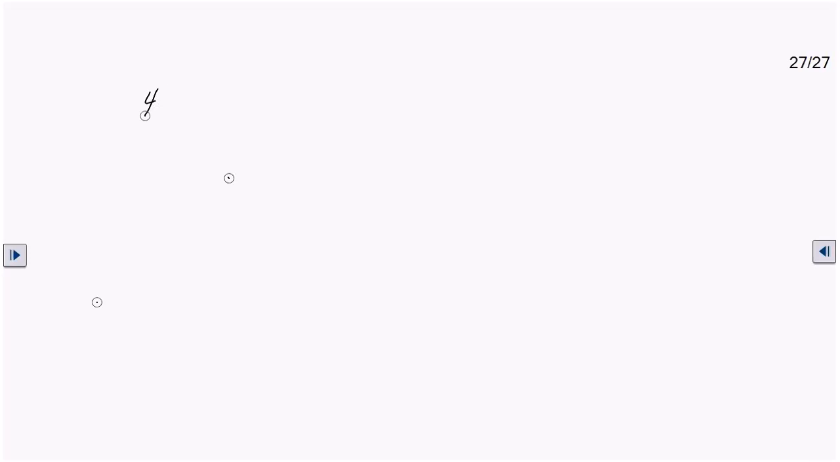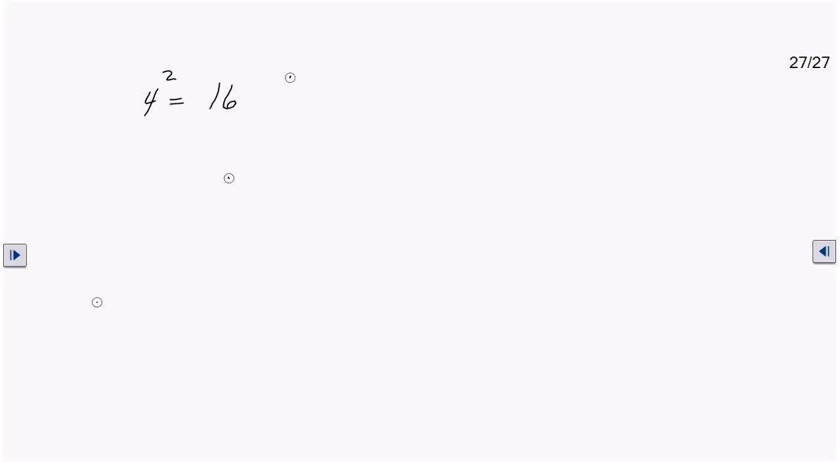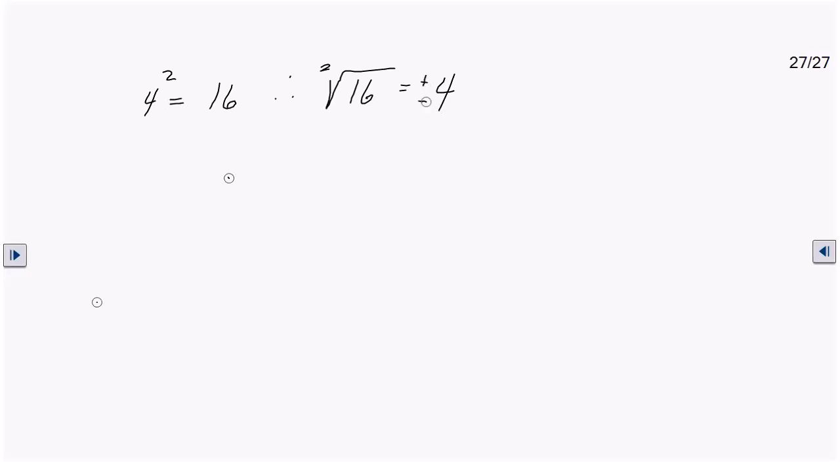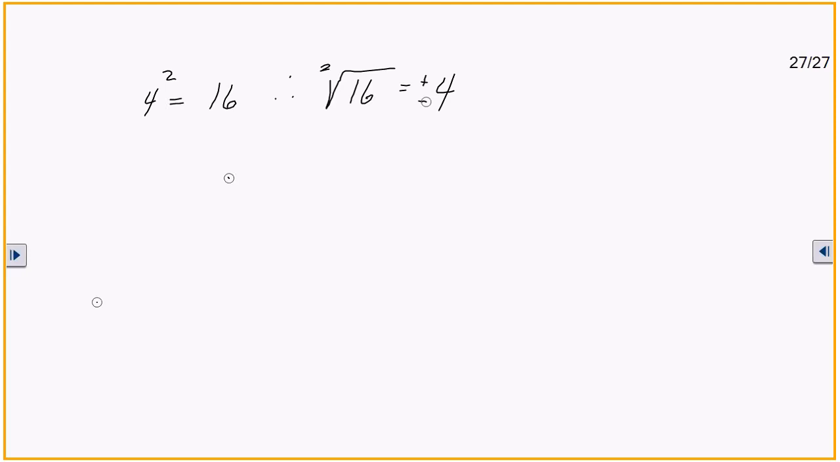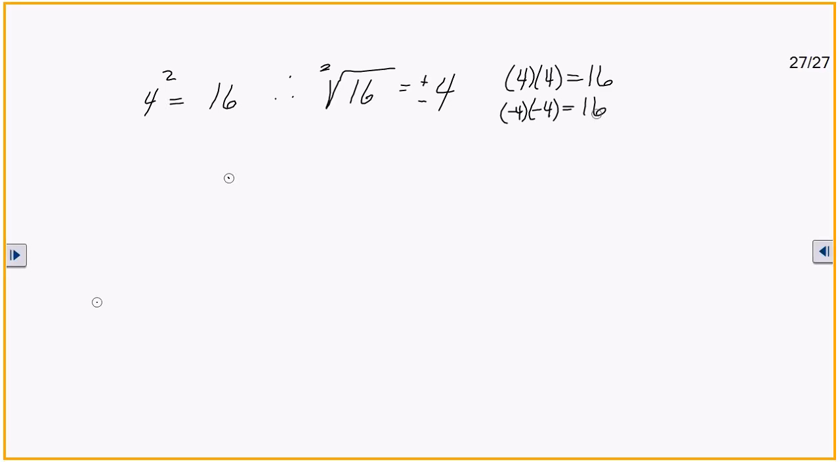4 to the second power is equal to 16. Therefore, the square root of 16 is equal to 4. Now, we're going to get into a little bit later that the square root of 16 is positive or negative 4, because 4 times 4 is equal to 16 and negative 4 times negative 4 is equal to 16. Okay, we'll get into that later.